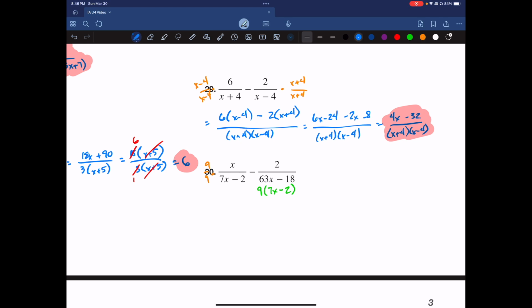All right. So that's going to be 9x minus 2 over 9 times 7x minus 2. All right. I can't do anything with that. But everything looks good. So this is my answer. And we're 2 pages in, 2 pages left.